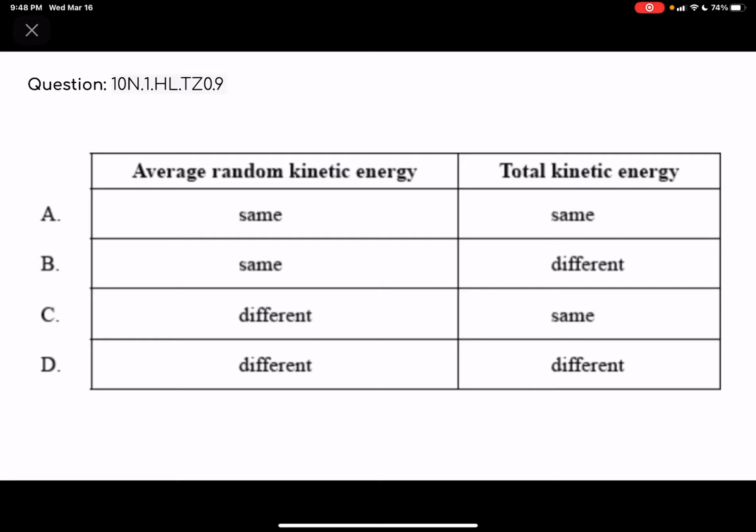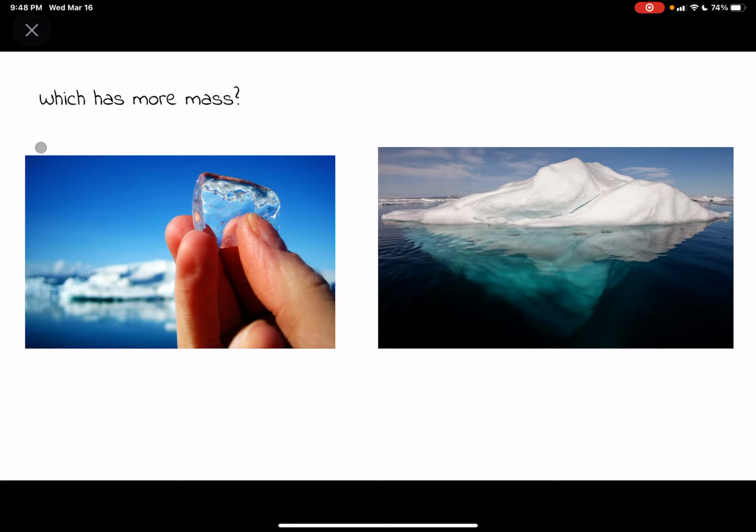One notable thing about this is that they both share the same temperature, 0 Celsius. Another thing you should note is that there's a difference between the average random kinetic energy and the total kinetic energy of the molecules. This is different than this. Now, the first key point you should know is this: which has more mass, an ice cube or an iceberg? Of course, an iceberg has a lot more mass than an ice cube, but you may be questioning why I'm mentioning this and its relevance to the question.